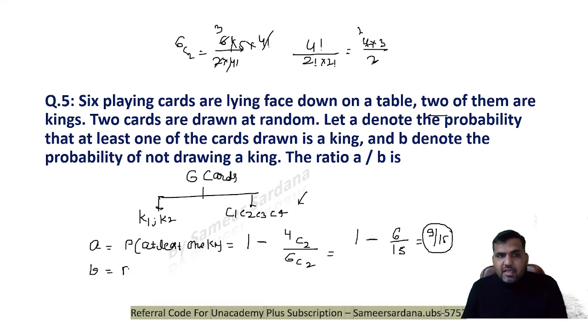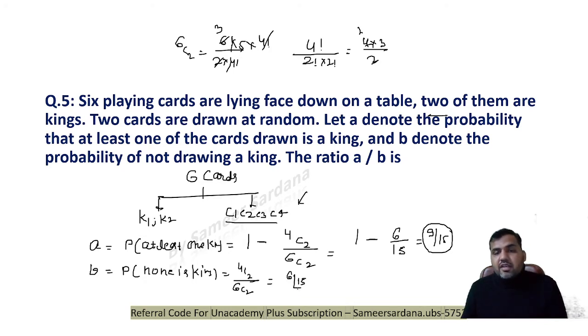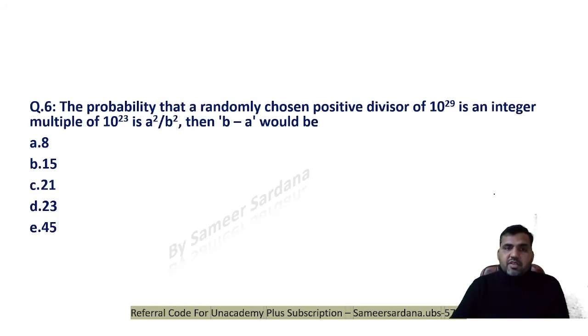Now B is the probability that none of the cards drawn is king. That will be straight away 4C2 upon 6C2, which means both cards I'm taking are from the 4 other cards, which is 6 upon 15, as we have already calculated. Now I want the ratio of A upon B. A is 9 upon 15 and B is 6 upon 15. That is 9 upon 15 multiplied by 15 upon 6. The 15s get cancelled. The answer would be 3 upon 2. That's the correct answer. The ratio of A upon B is 3 upon 2.